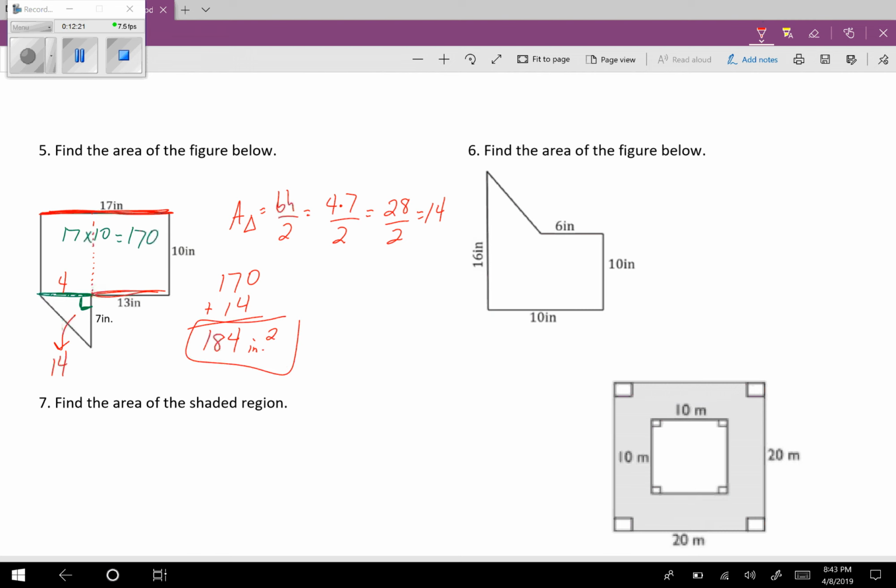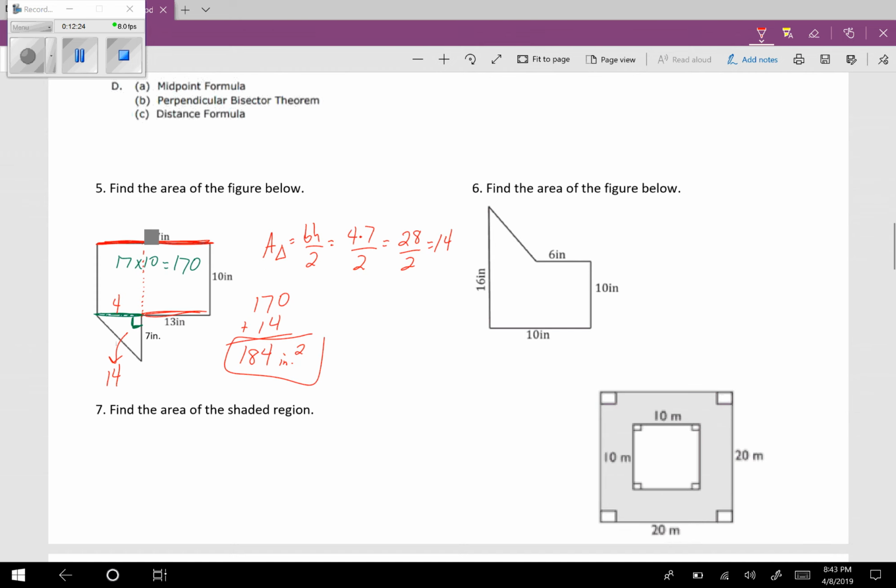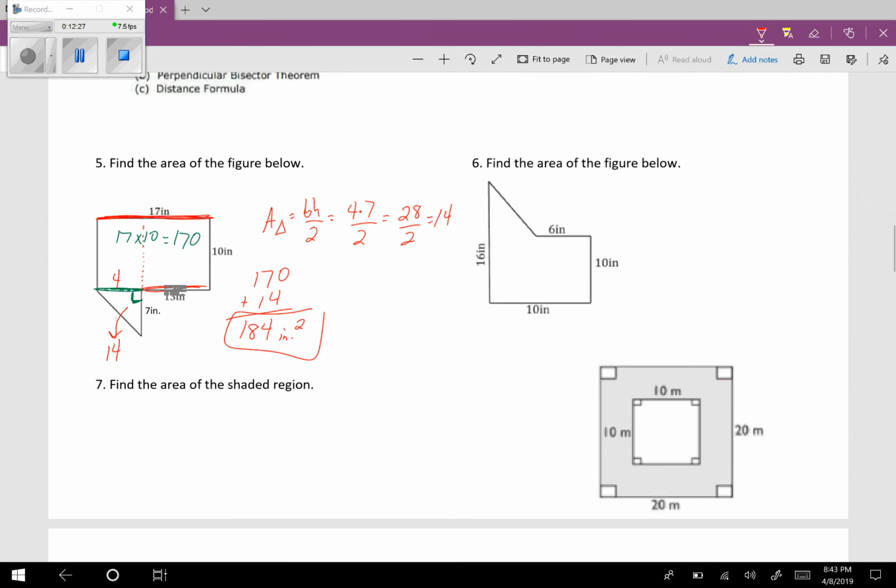So there we go. And number 6, same concept, y'all. Exact same concept. So when you have shapes like this, y'all have to see what kind of shapes that you can break these things into. Now, is the way that I broke it up the only way to break it up? No. There's always more than one way.